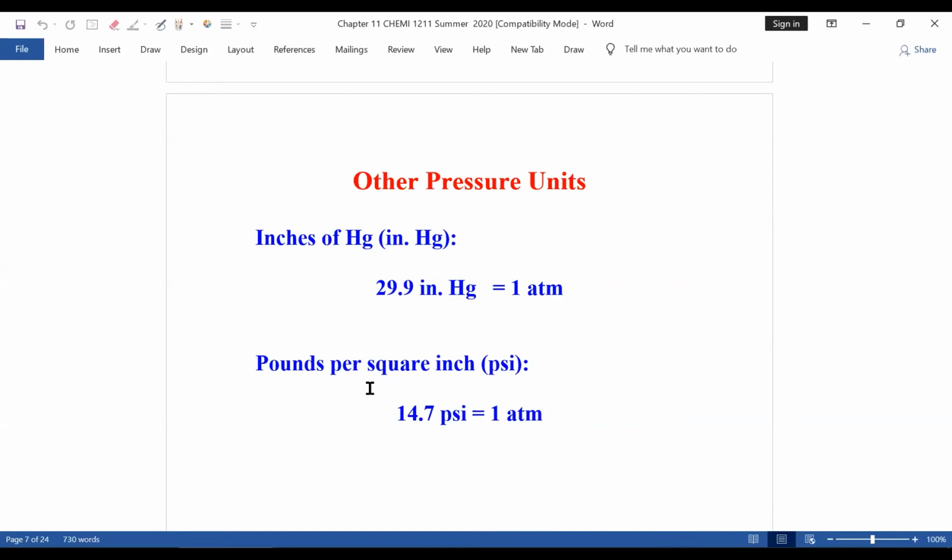Another one, which is used a lot, and I've used it a lot, is pounds per square inch, PSI. Sometimes you'll see a PSIG in a plant, pounds per square inch gauge, but usually it's PSI. And 14.7 PSI equals 1 atmosphere. These are all definitions. They're exact numbers. Now, let's take a look at this one first of all.